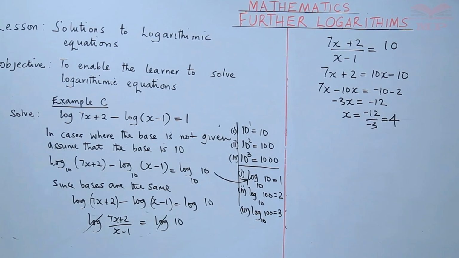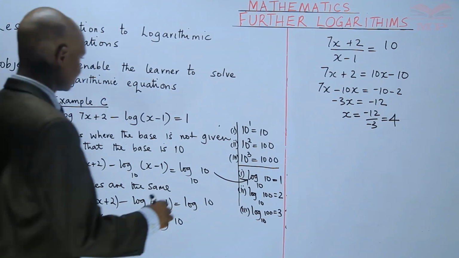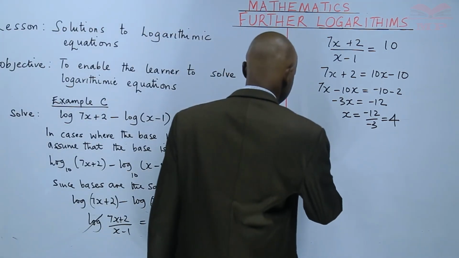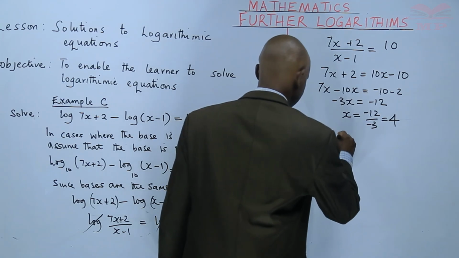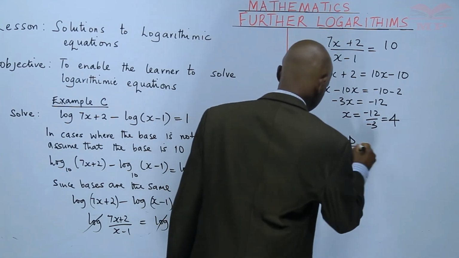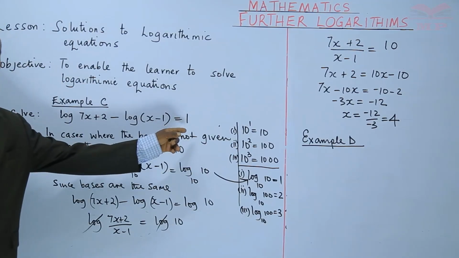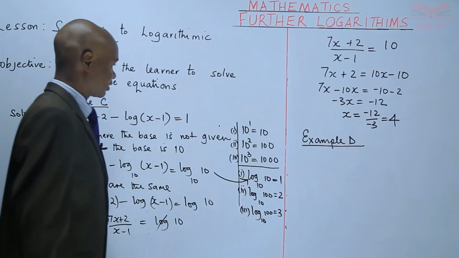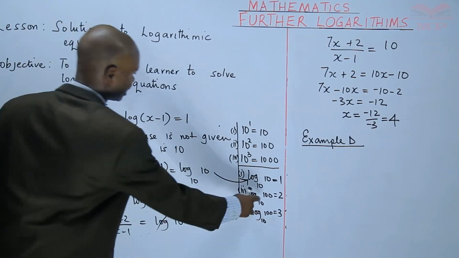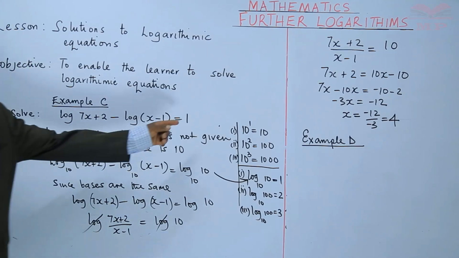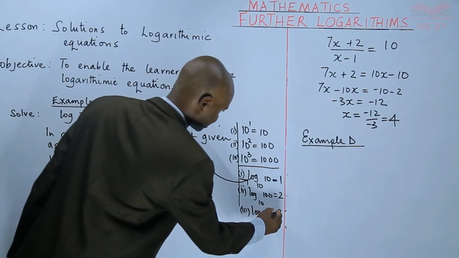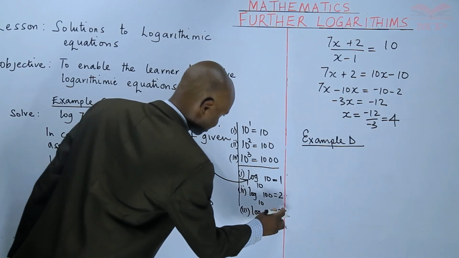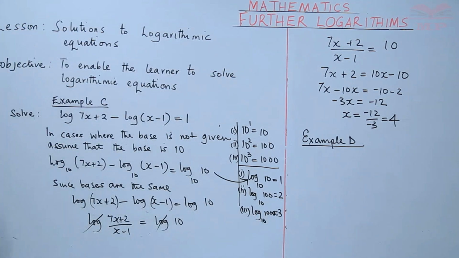We move to the second example, example D. So you note what I've told you. If this was 2, I'll put there 100. If this was 3, I'll put there 1,000. So where the bases are not given, you assume that the base is 10.